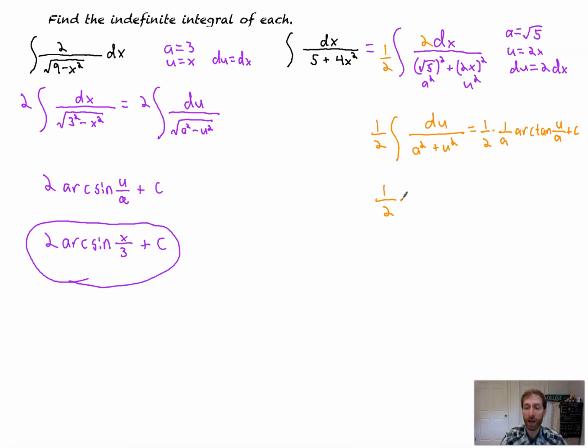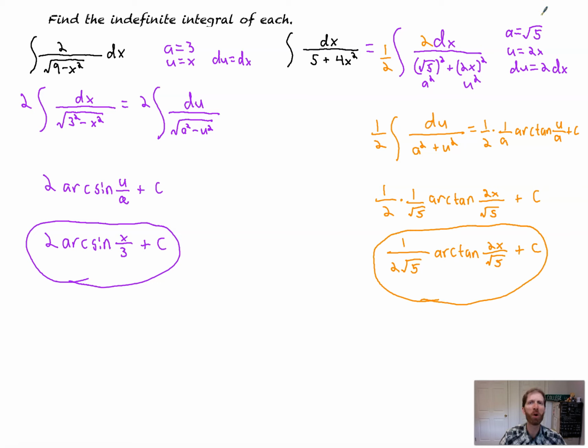So 1/2 times 1 over a, that's 1 over root 5, I've already identified that here, is multiplied by arctan of u over a. U is 2x, all over a, root 5, plus c. And we can simplify that a little bit more: 1 over 2 root 5 arctan of 2x over root 5 plus c. If you really want to take a derivative of this to check, be my guest. Nice.